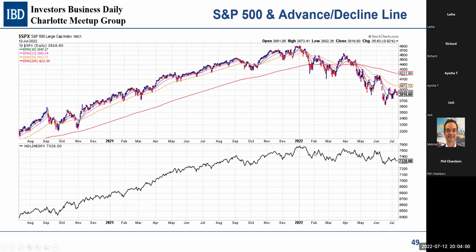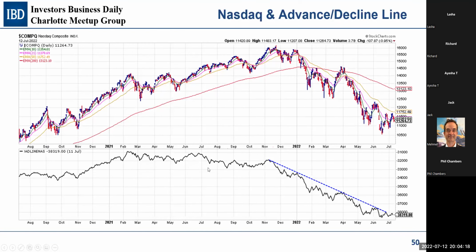So another measure of breadth here, the advanced decline line, and for the S&P, this is the S&P, right? So not a lot of extra information, I don't think, in this. It's just continuing to go sideways through 2022. I think the more interesting advanced decline is again the NASDAQ. Clearly in a downtrend on the advanced decline line, confirming the downtrend in the overall market here.